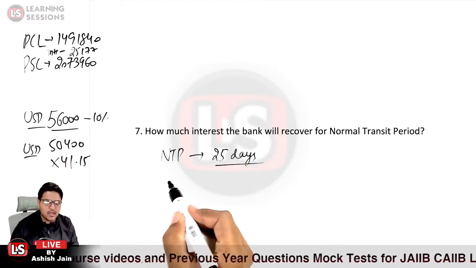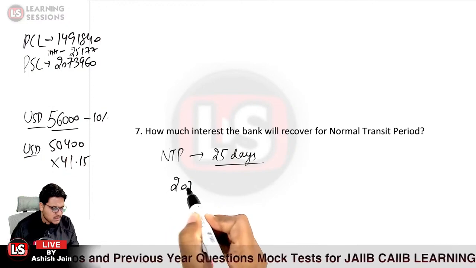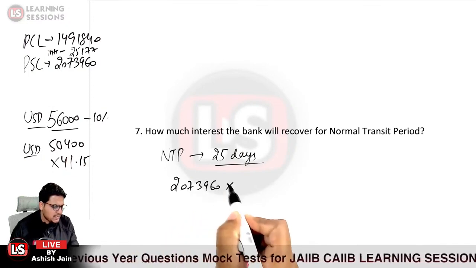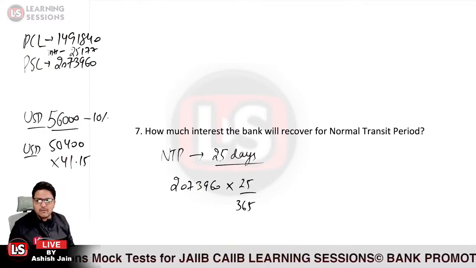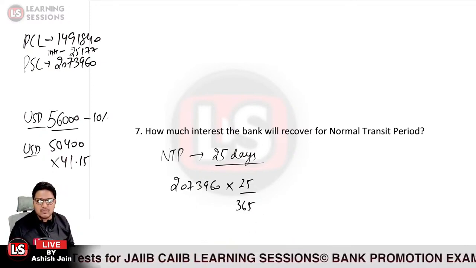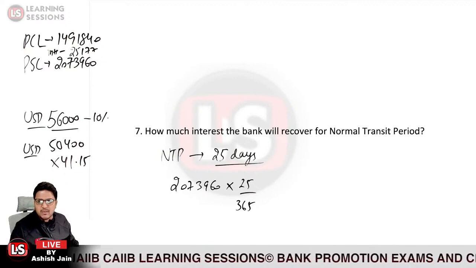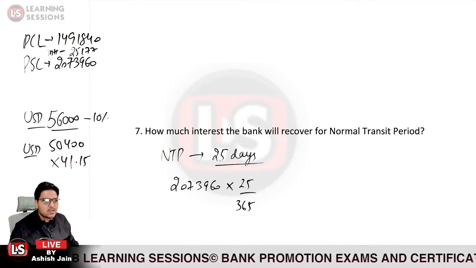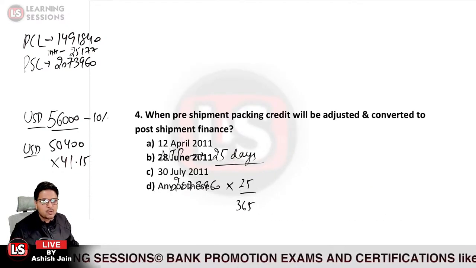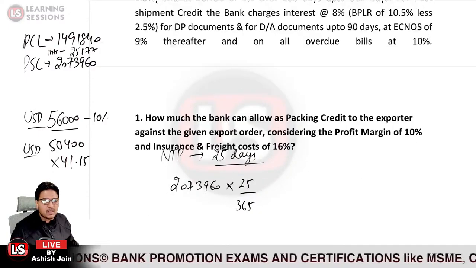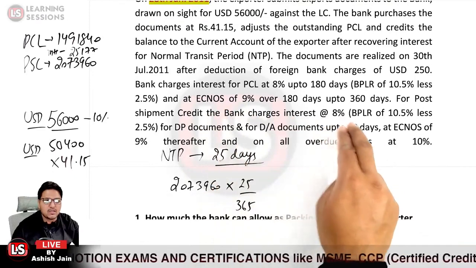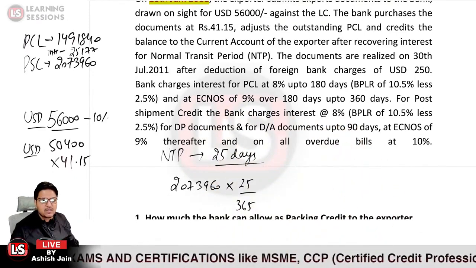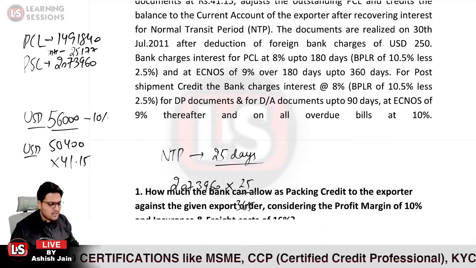And what would be the post shipment credit amount? It is 2073960, and it will be charged for 25 days divided by 365 days. And what would be the interest rate that is applicable? Let me tell you that it was given in the question itself. For the post shipment credit by the bank, the interest rate is mentioned to be 8%. So the 8% interest rate will be charged.